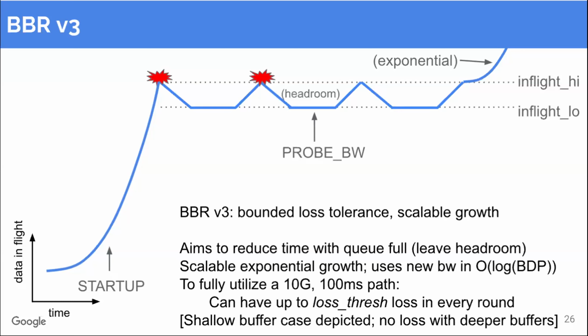And so to fully utilize our benchmark 10 gigabit, 100 millisecond path, you can actually have packet loss rates up to the loss threshold in every round. So for the current BBR version 3, you can have up to about 1% random packet loss in every round trip time and still fully utilize your path.